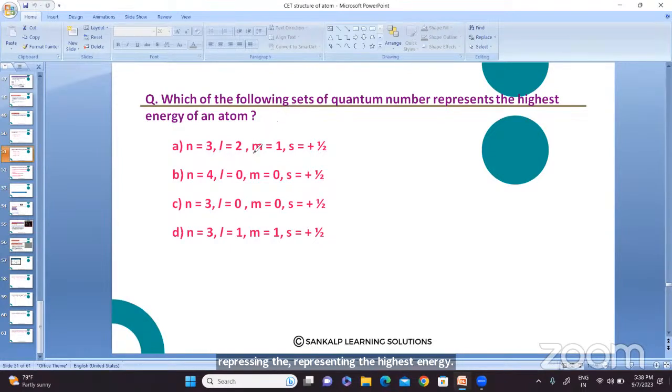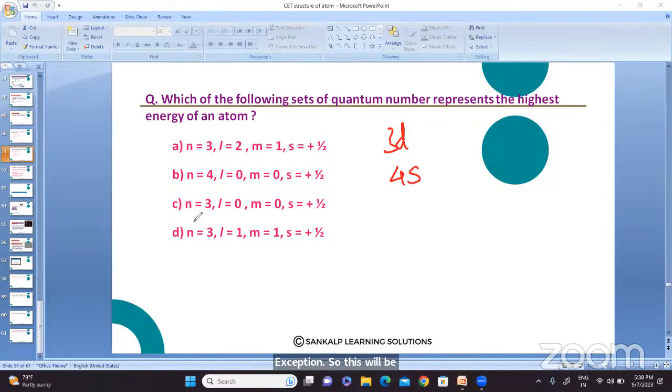Now when n is equal to 3 and L is equal to 2, M is equal to 1, and S is equal to half, then what is it? This will be 3D. For n equal to 3, L equal to 2, that is 0, 1, 2. And for one electron, this is n equal to 4, L equal to 0. When L is equal to 0, it means S subshell. So this will be 4S.